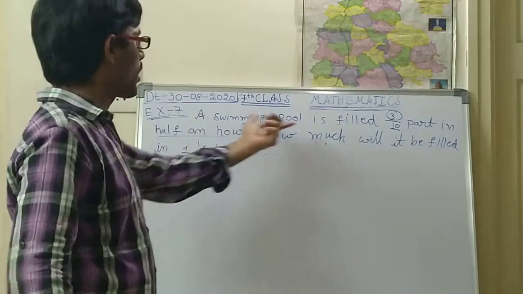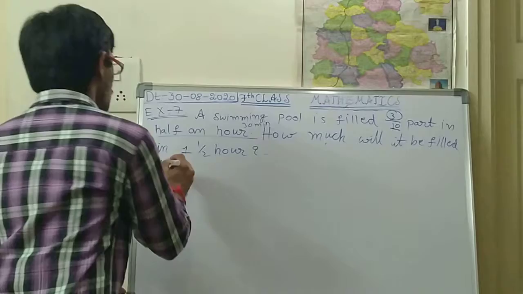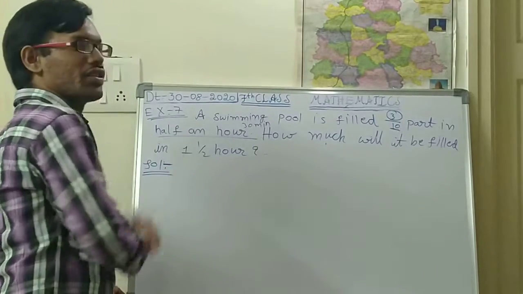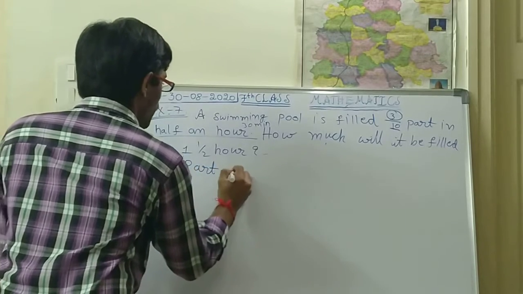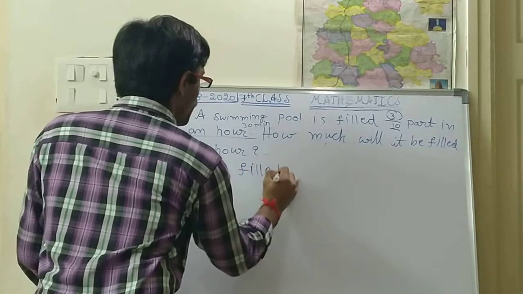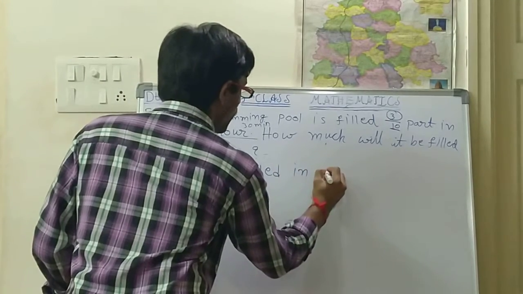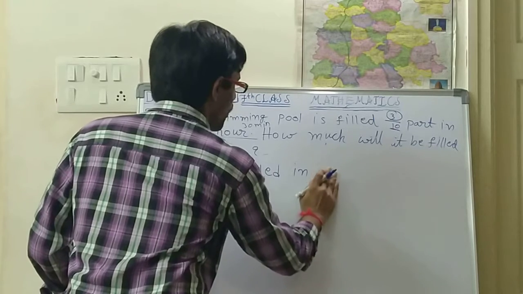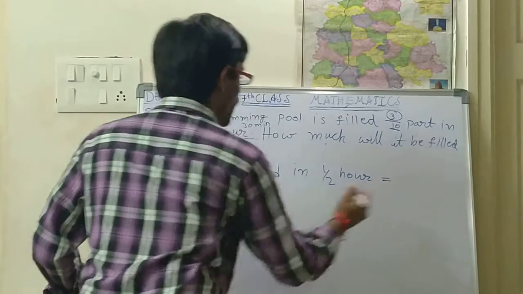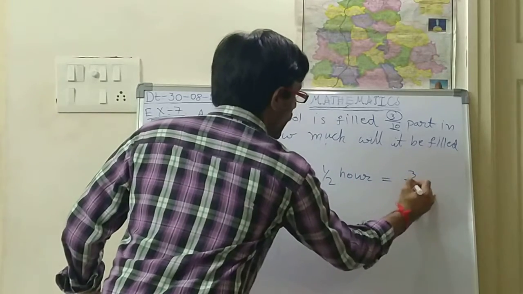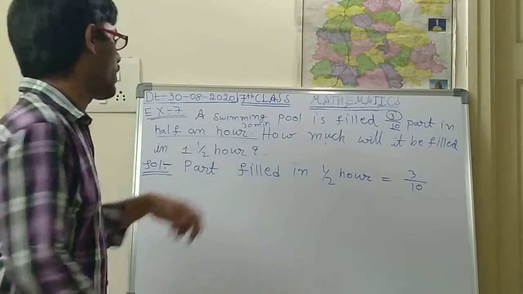So in half an hour, 3/10 part. In 1.5 hour, how much part will be filled? So first write down the steps for this problem. Part filled in half an hour. Okay, part filled in half an hour is 3/10 part. Now how much will be filled in 1.5 hour?